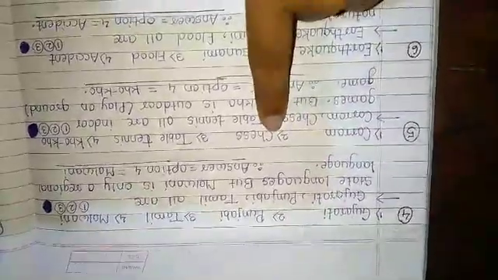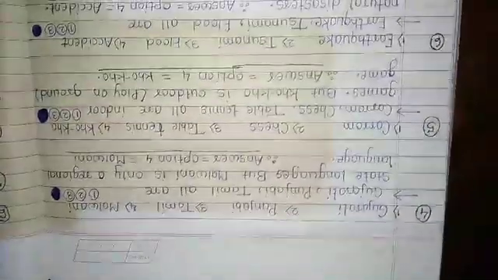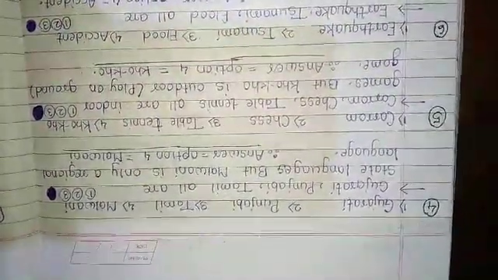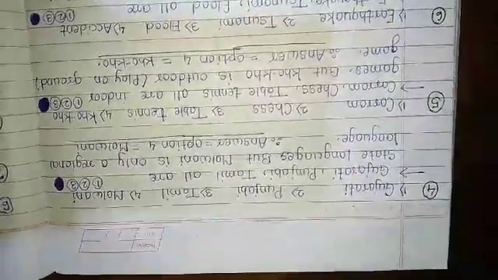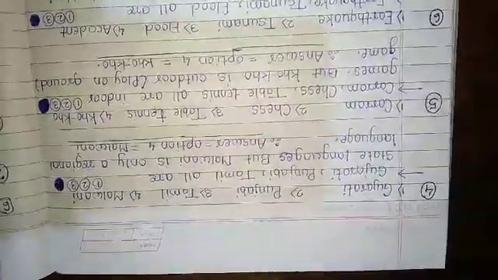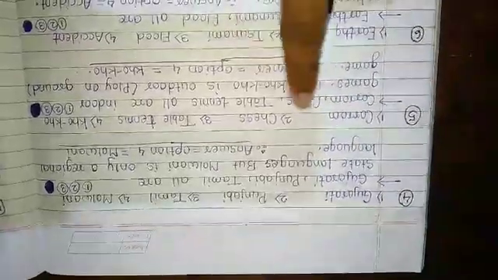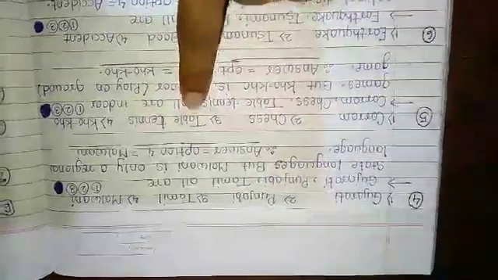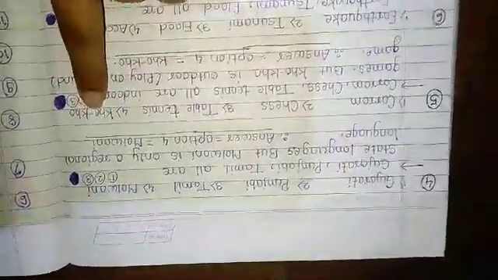First is carom, second is chess, third is table tennis, and fourth is kho-kho. These are all games, but carom, chess, and table tennis are all indoor games. Indoor games means we do not need a separate ground for those games. Carom, yes, we can easily play at home. Chess also we can play at home. Table tennis too. But for kho-kho we need a ground. So it is an outdoor game.